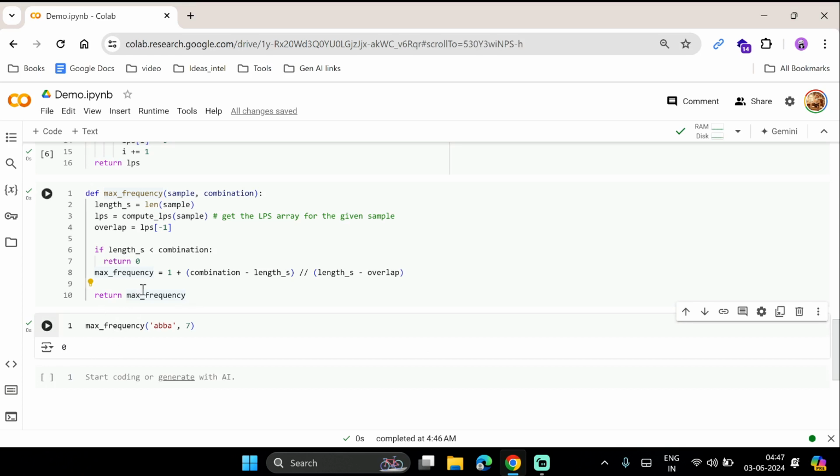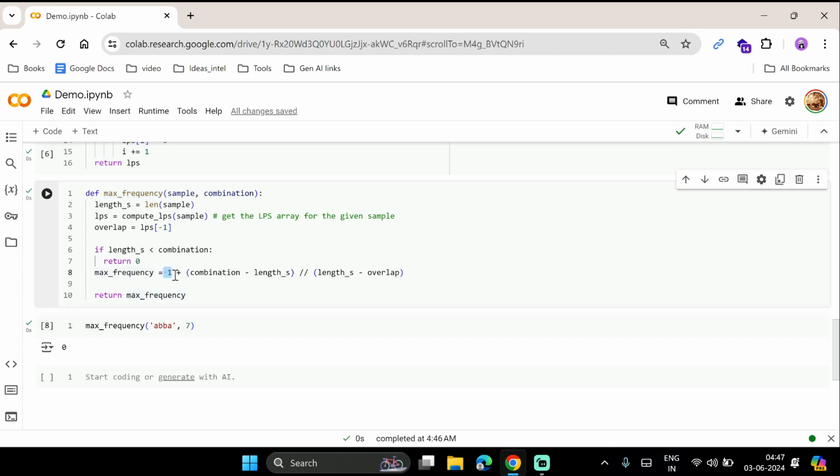Now when you start doing so, one thing is very clear. The max frequency should always be at least 1, right? If the length of it is not greater than the combination number, it should always come as 1, because even if it is coming as 0, we are doing 1 plus this, and this is an integer division. And here I noticed that instead of greater than, I wrote less than. So this is where we made a mistake.